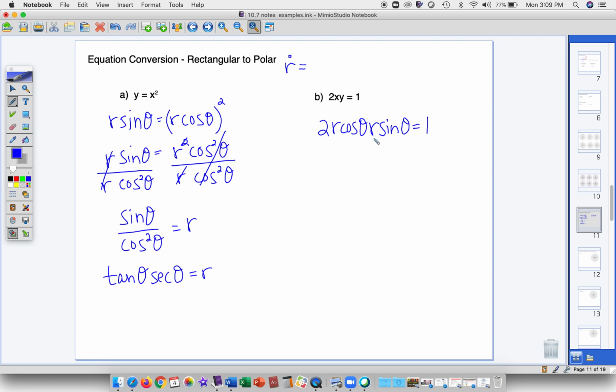So here I have 2 r's, so that gives me an r squared. And then I'm going to divide by everything else. So I have 2 sine theta cosine theta. Do you recognize this from our identities? 2 sine theta cosine theta is sine 2 theta.